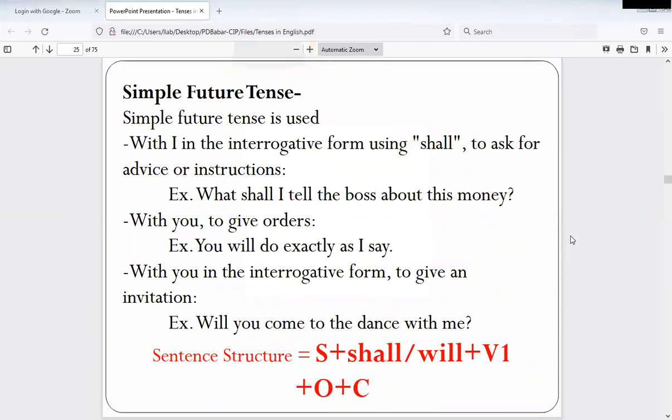Let me first mark your attendance, then I will call the absent roll numbers, so that if someone is present, then he will also give his presence.